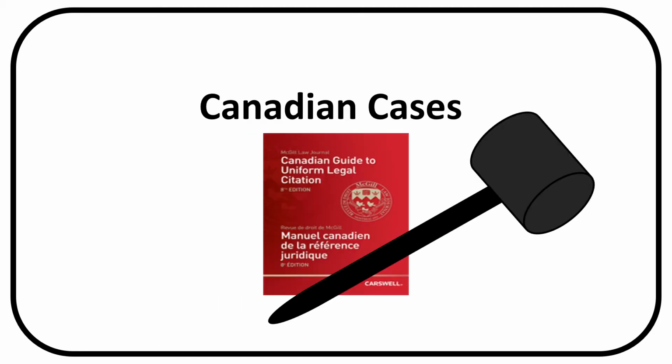In this video, we will demonstrate how to cite a case that has a neutral citation using the McGill Law Journal's Canadian Guide to Uniform Legal Citation, 8th edition, also known as the McGill Guide. You can find copies of the McGill Guide in our library.